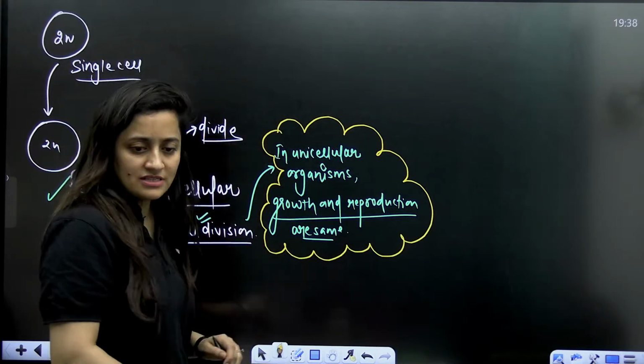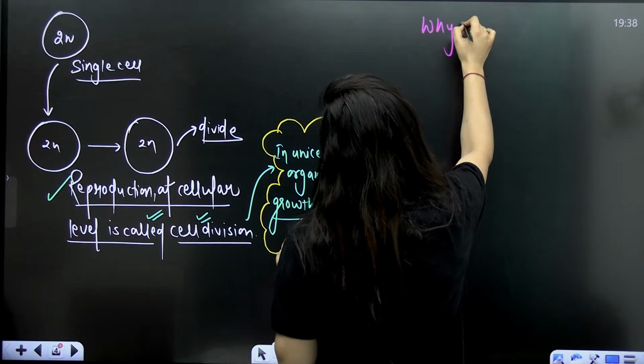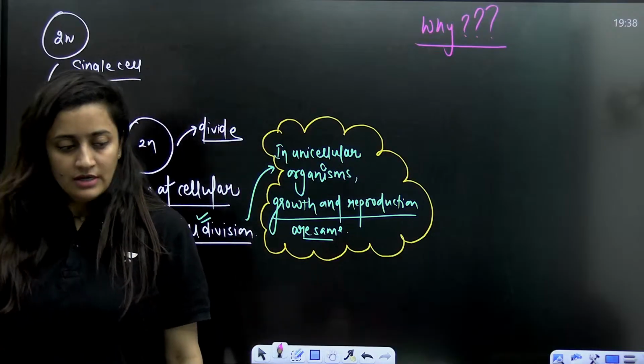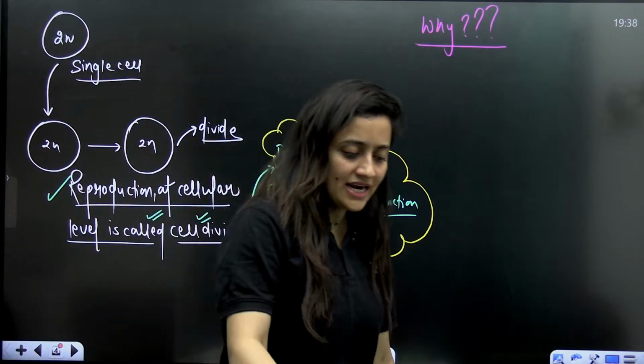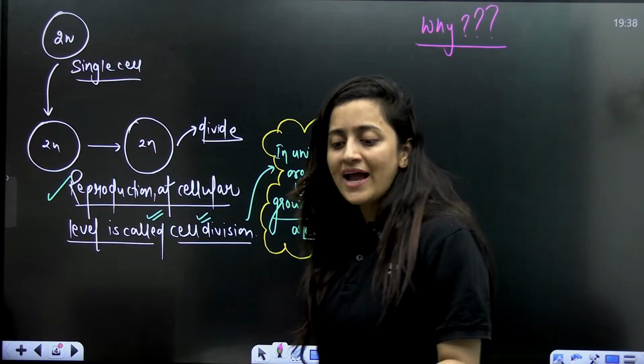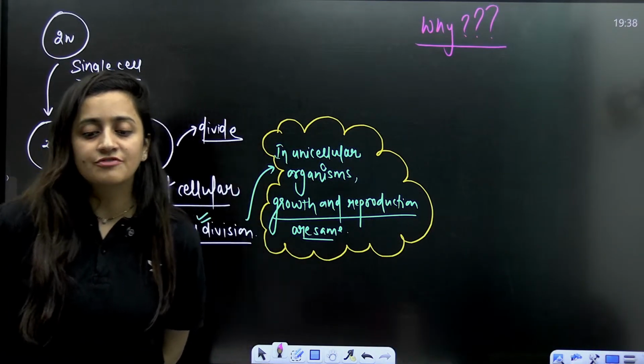Right? So this is something you have to. Now, my question is, why is there a division? What is the requirement for a division? Okay, fine, the cell is going to divide. I got it, there is something known as division. But my point is why? What is the reason for division?